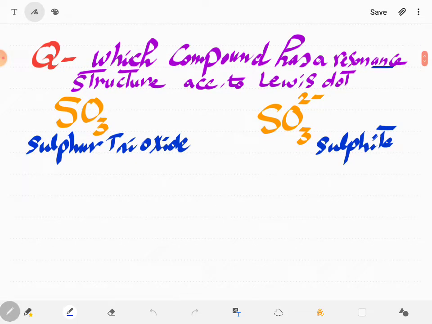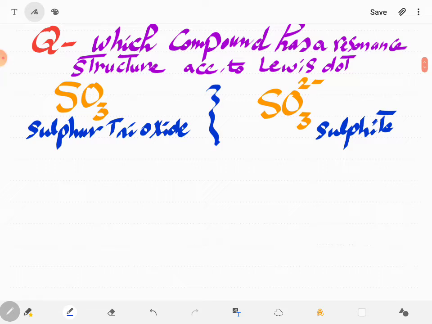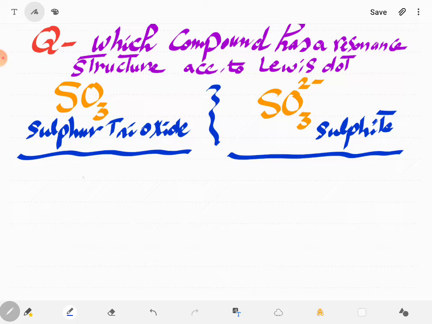Which compound has a resonance structure according to Lewis dot? Sulfur trioxide, this one without any charge, take care. And this is the sulfite anion. Here there is a charge. Which one of those has a resonance structure? I think you have to answer it alone. Try to answer and see my answer. I'll start with SO3, sulfur trioxide.